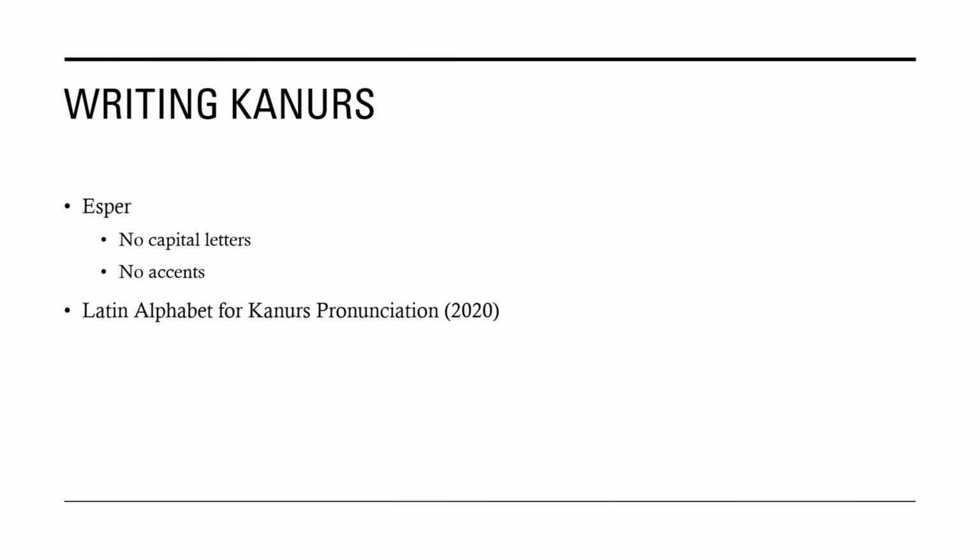The Esper alphabet is the alphabet used in the Greater Isle of Moes to write Kanurs. Esper has neither capital letters nor accents. However, in 2020, the government introduced a new way to write Kanurs, using the so-called Latin alphabet for Kanurs Pronunciation, which makes learning pronunciation of the language a lot easier. I'll be using this method together with the Esper alphabet in this video.